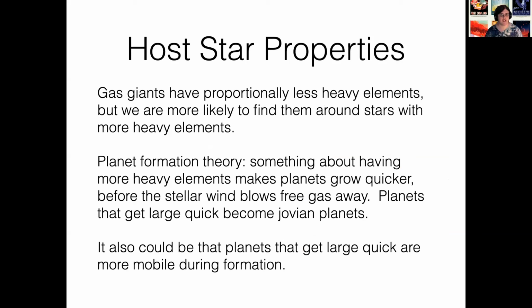So what we've learned: gas giants are proportionally less heavy elements, but we're more likely to find them around stars with more heavy elements relative to stars that have fewer. So this is telling us something about planet formation. Something about having heavy elements helps planets grow quicker, because the planet forming disk loses gas before it loses the solids. So this is going to feed into our next discussion, which is planet formation.